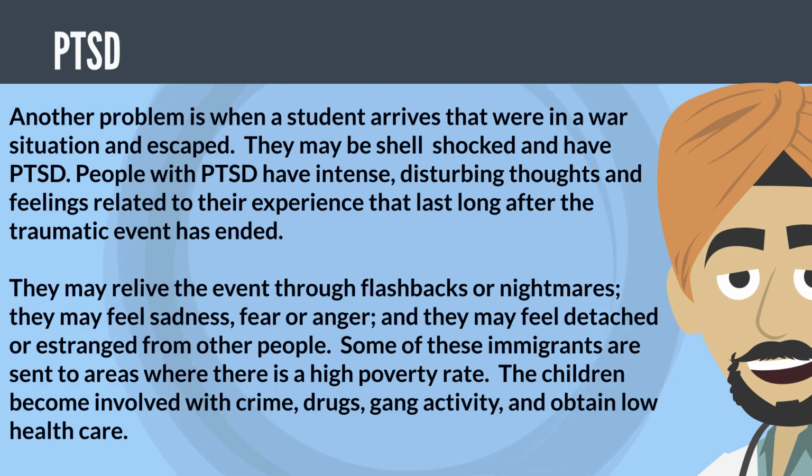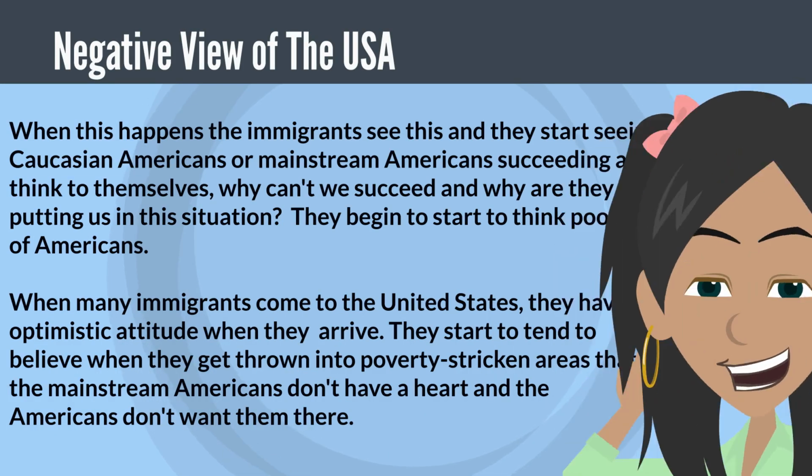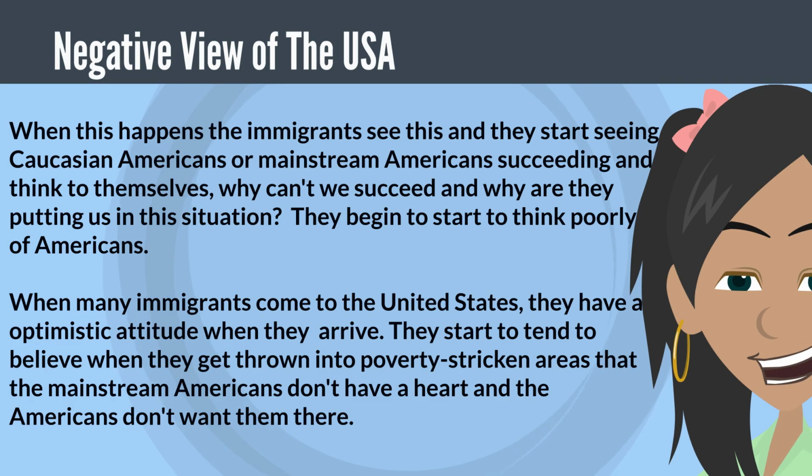Some of these immigrants are sent to areas where there is a high poverty rate. The children become involved with crime, drugs, gang activity, and obtain low health care. When this happens, the immigrants see Caucasian Americans or mainstream Americans succeeding and think to themselves, why can't we succeed and why are they putting us in this situation? They begin to think poorly of Americans.